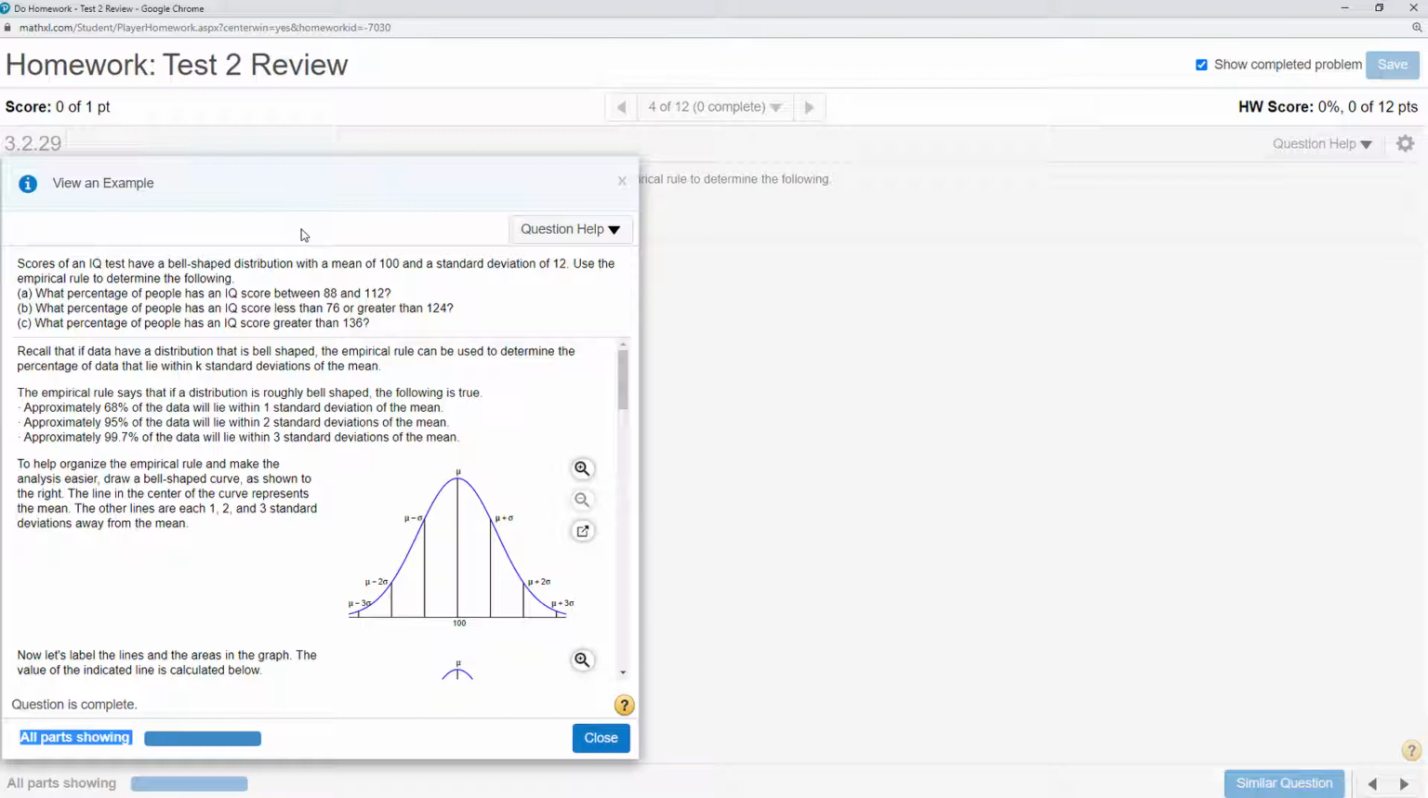Part B, what percentage of people have an IQ of less than 76 or greater than 124? Part C, what percentage of people has an IQ score greater than 136?